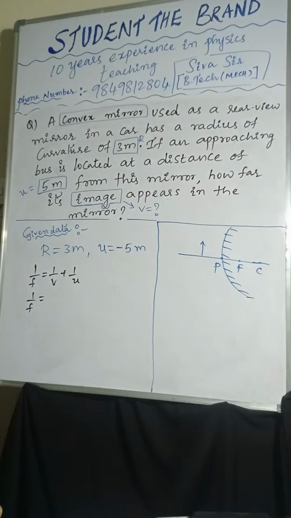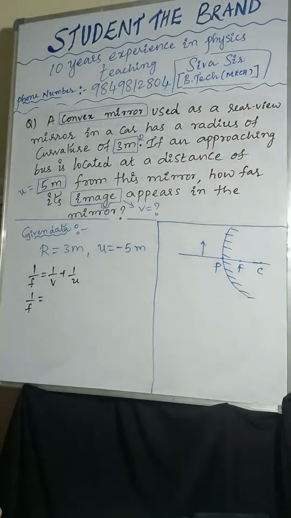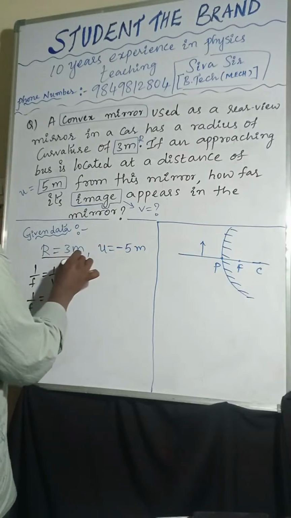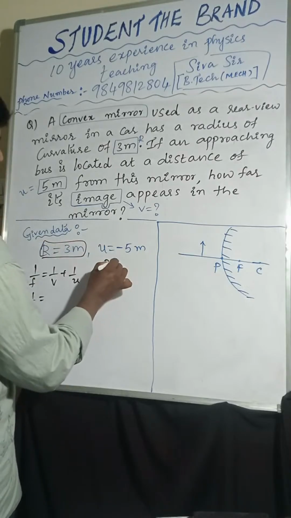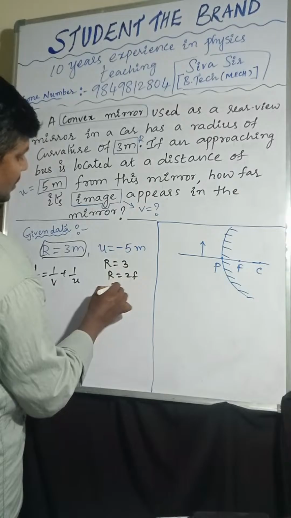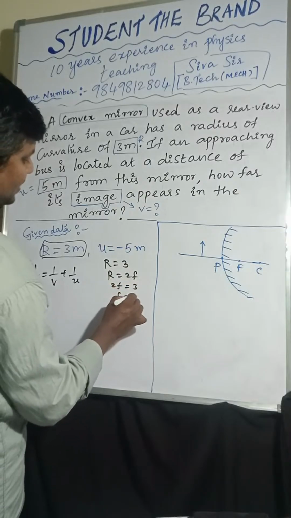They didn't give the f value, but they gave another value, and from that we can find it. We can find f from the radius of curvature. The radius of curvature is given as 3. So r equal to 3, and r equal to 2f. So 2f equal to 3, so f equal to 3 by 2.